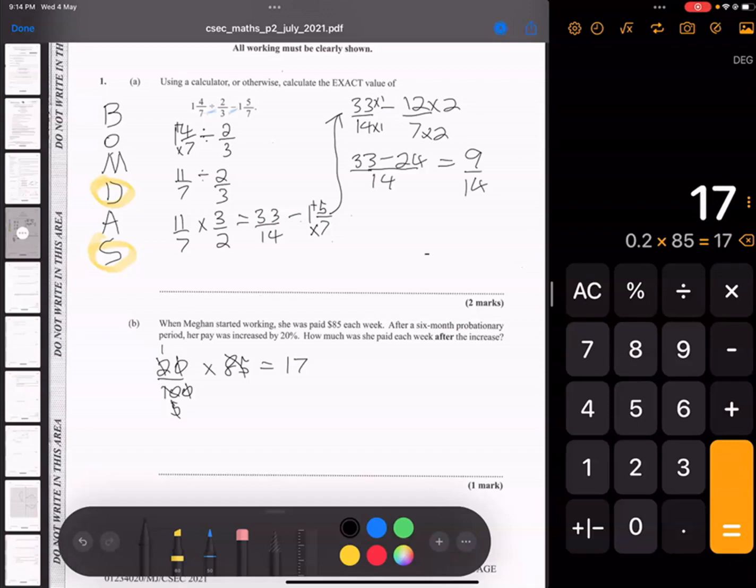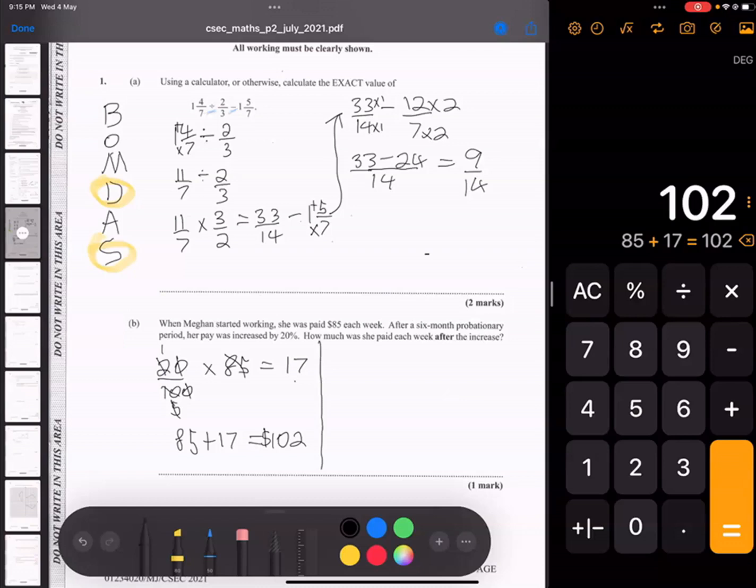So this is her increase. All we need to do now is add 17 to 85, which, let's just use a calculator to save on time, gives us 102. All right. So this is her new pay after the increase. So this is one way of doing it.